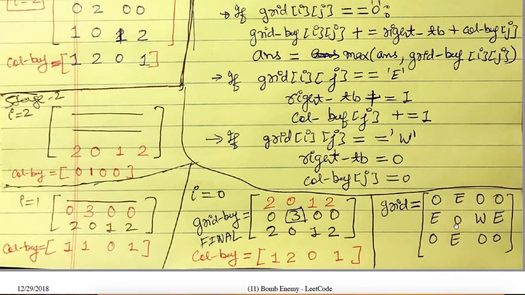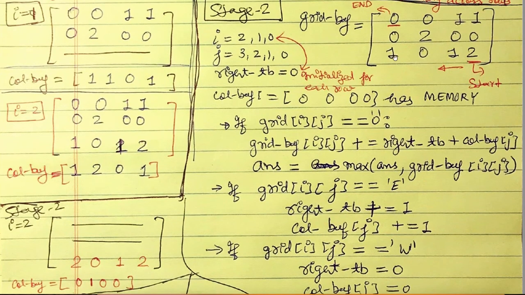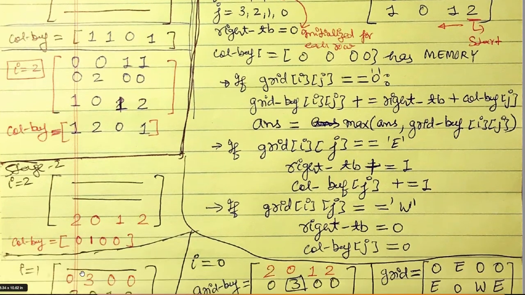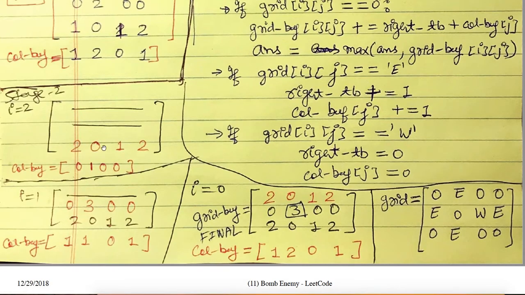We found that this element is 0, so we add the right tab and column buffer to the current value. So right tab is 1 and the current value is 1, so 1 plus 1 is equal to 2 because the column buffer was 0, so it becomes 2 0 1 2. This is our final third row, and we just keep copy it to the second iteration, 2 0 1 2.